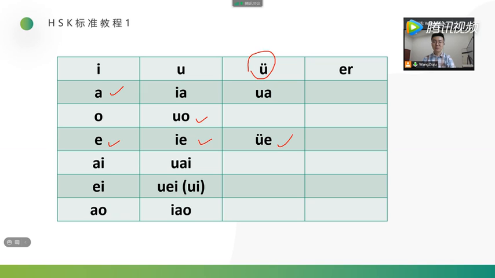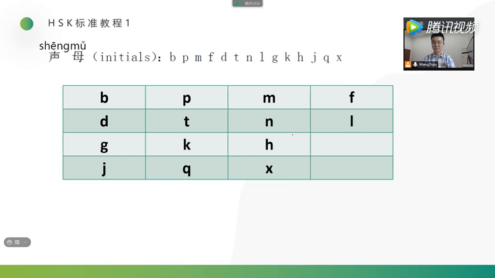Okay, these are finals we learned last class. Now, please practice by yourself. These are the initials we learned last time. Now, please read after me. Do you remember how to pronounce them? Okay, all of you, please read after me.